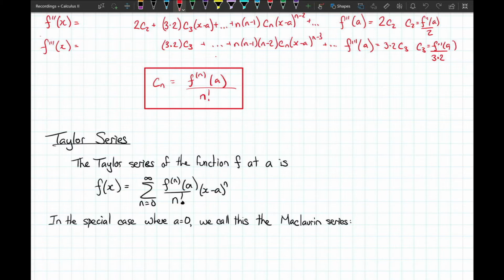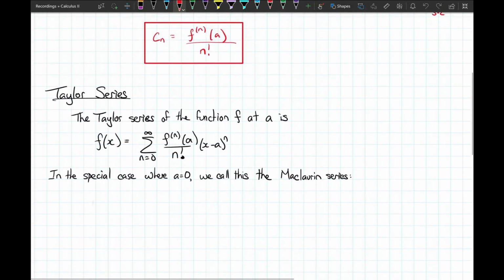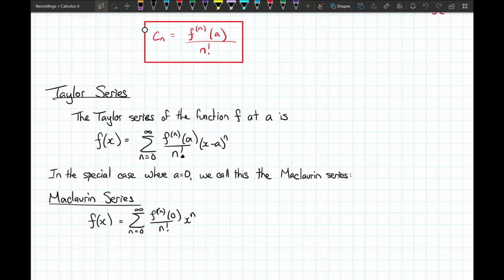Now, in the special case where a is equal to 0, we actually call this the Maclaurin series. The Maclaurin series looks identical, it's just that all of the a's here are replaced with zeros. So the Maclaurin series, you could actually just say, is a Taylor series of f at 0.